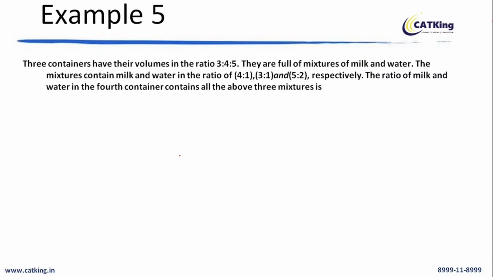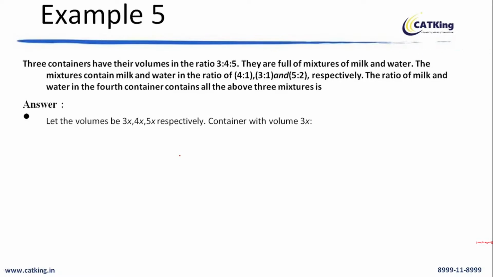First container में 4:1 ratio है, 4 milk का 1 water का. Second container is 3:1, 3 milk and 1 water, and the third container is 5:2, it is 5 of milk and 2 of water. So the ratio of milk and water in the fourth container contains all the above 3 mixtures. तो बेसिकली उन्होंने ये तीन कंटेनर को उठा के एक में डाल दिया और पूछा कि फाइनल मिल्क इज टू वाटर का रेशियो इज हाउ मच.